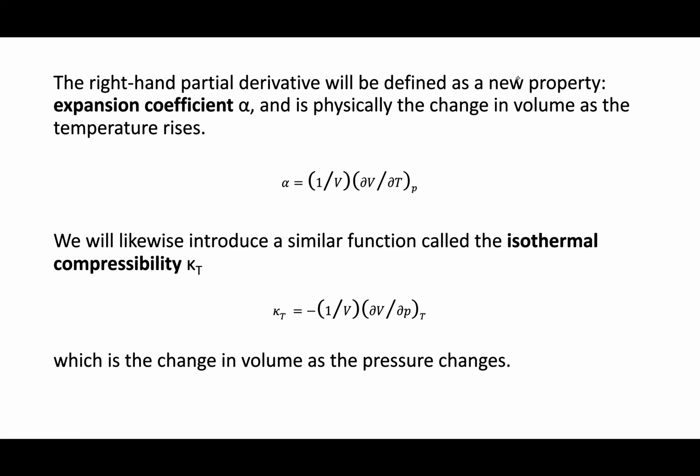It's physically the change in volume as the temperature rises. So our alpha is going to be 1 over V times dV over dT at constant pressure. We can also have a similar function, which is our isothermal compressibility.